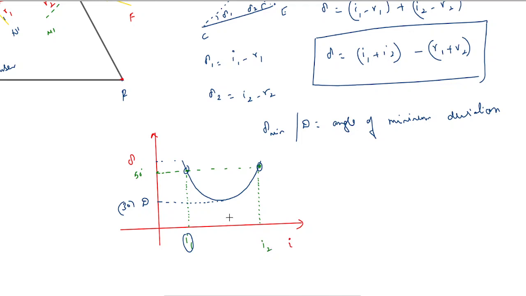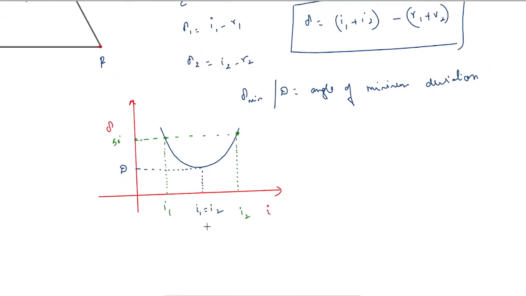Now what happens when the deviation is minimum? In this case, we find that I1 is equal to I2. So this is what happens in the condition of minimum deviation. When I1 is equal to I2, the angle of deviation is minimum. In this case, even R1 is equal to R2.